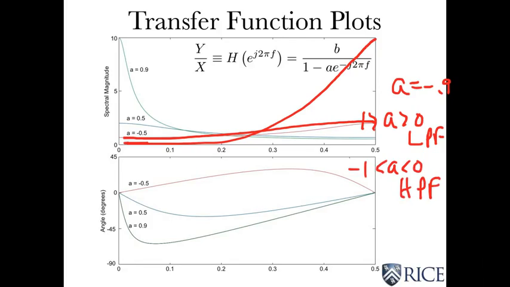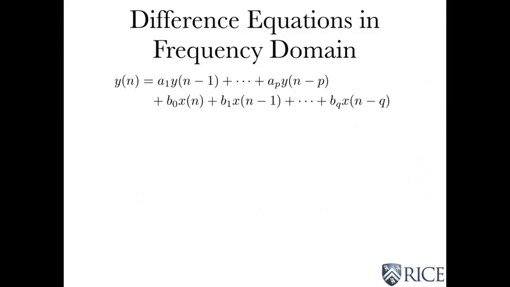Okay, so what happens in general? How do we find the transfer function for a difference equation in general? And you do exactly what we've just gone through. Set x equal to a complex exponential and assume that the output is the same. And I think it's pretty easy to see. It's all going to work.